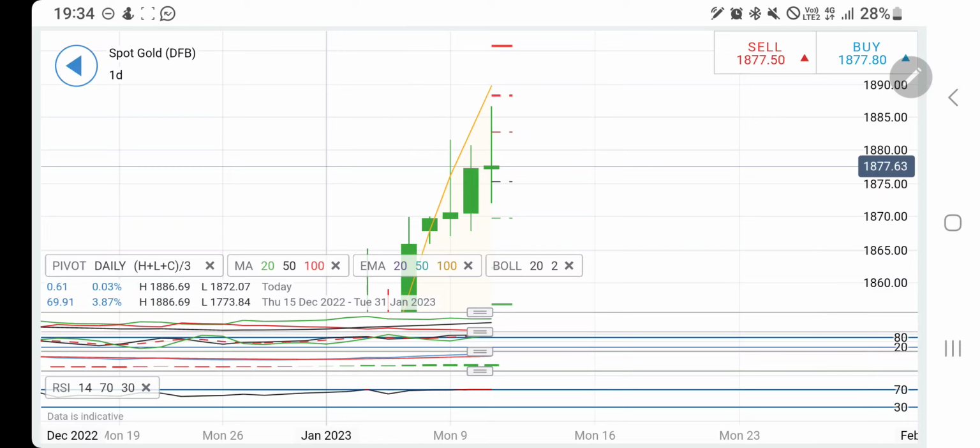So take your trades accordingly. Trade with a stop loss, trade with a trailing stop loss in between 74 and 82. Do not take any trade on the upside. Be cautious of the 1884-85 zone. Beyond that, further bullishness can be expected.